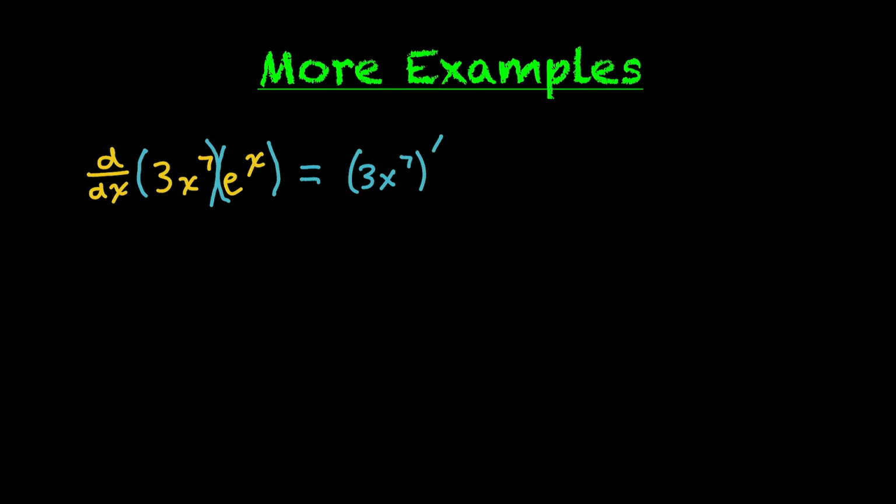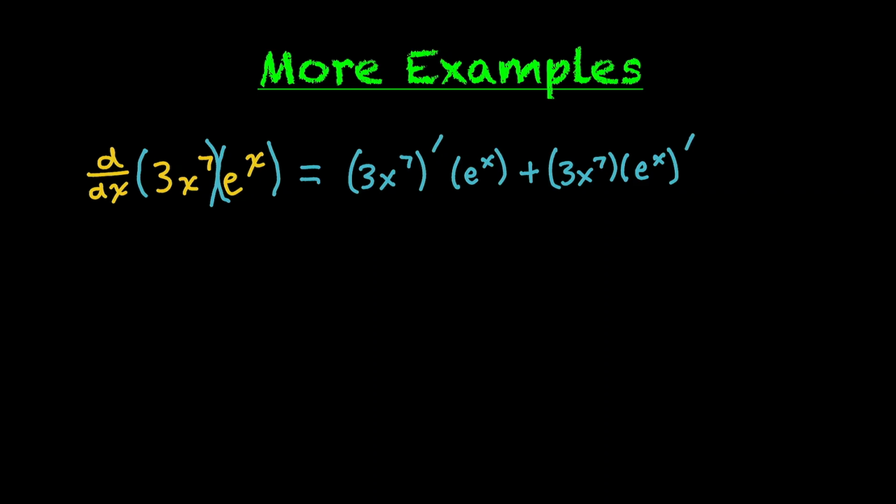So 3x to the 7th prime. Then I'm going to leave alone e to the x. Then I'm going to add on, doing the opposite. I'm going to leave 3x to the 7th alone. Okay, so leave that first function alone and take the derivative of e to the x.